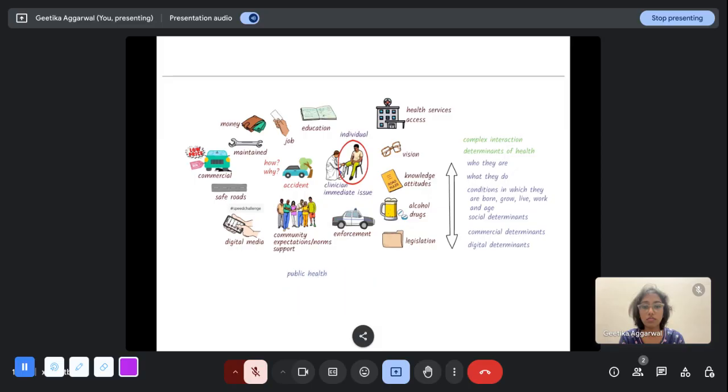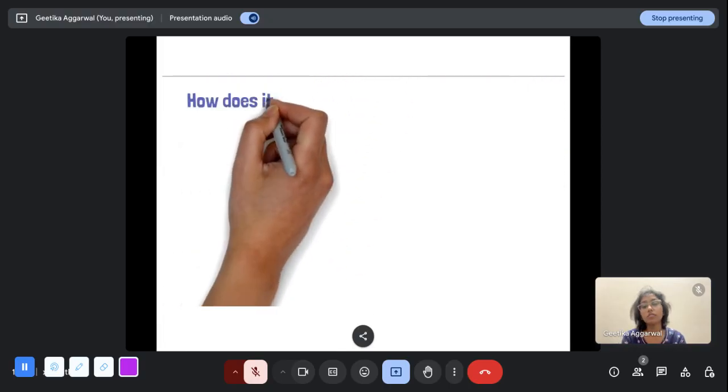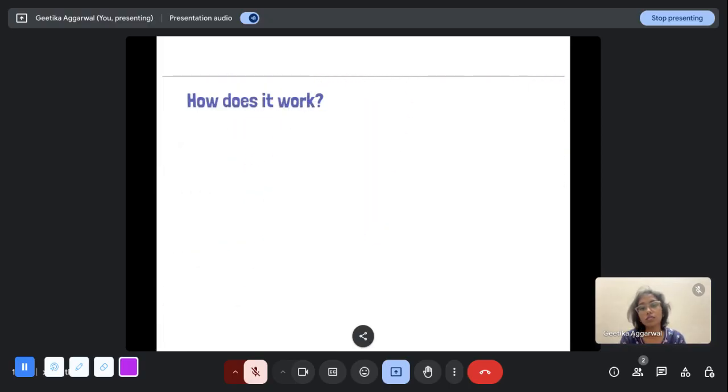Public health focuses on upstream factors to make changes that can benefit the health of the population as a whole. This seems like a very broad and complex task, doesn't it? So let's have a look at how public health works. The World Federation of Public Health Associations has developed a useful framework to understand this.